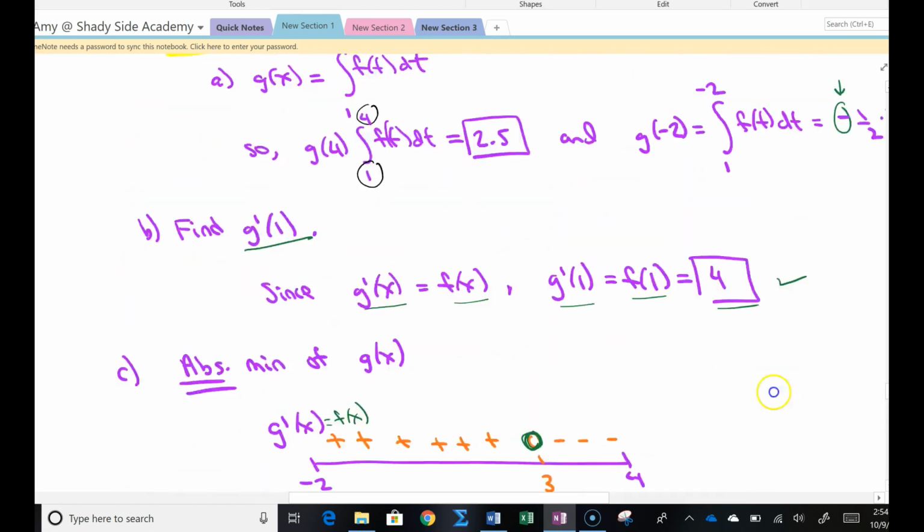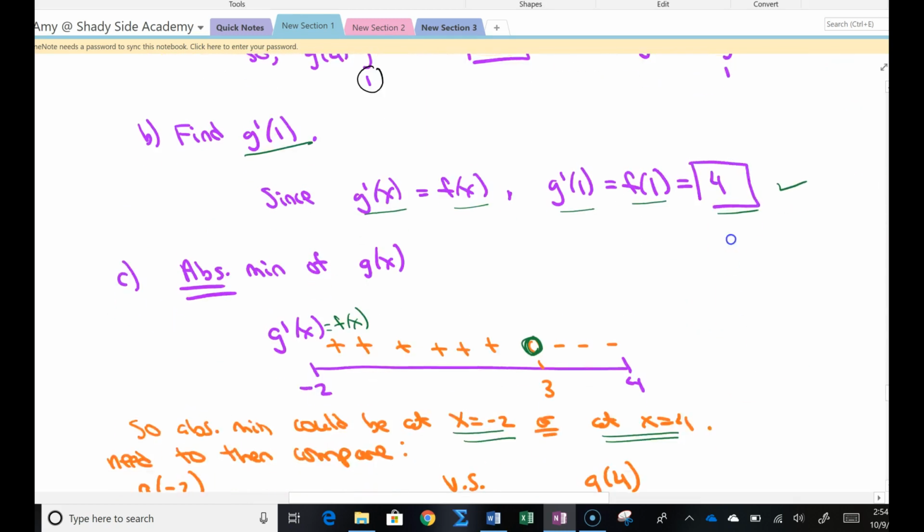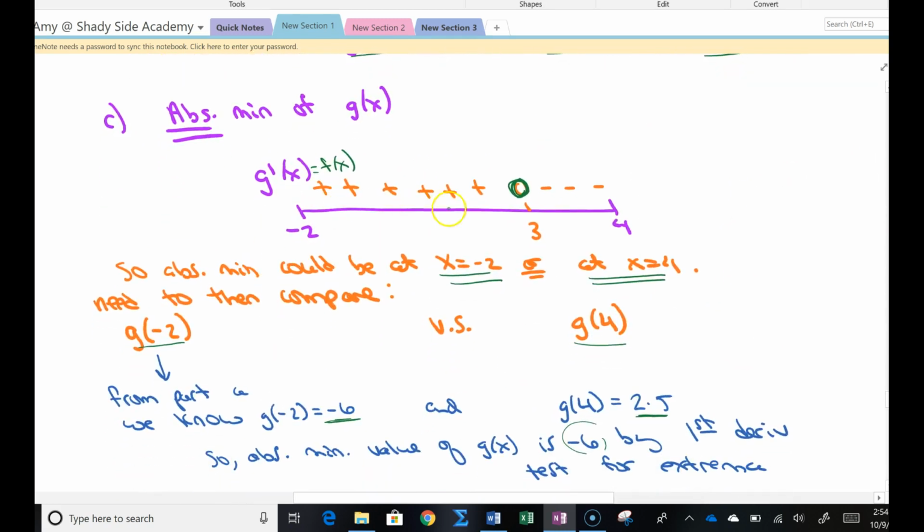It asked you to justify, didn't it? Let's take a look. It did. Justify your answer. And the justification is the first derivative test for extrema. I used a first derivative test.